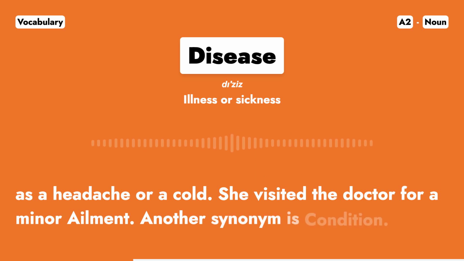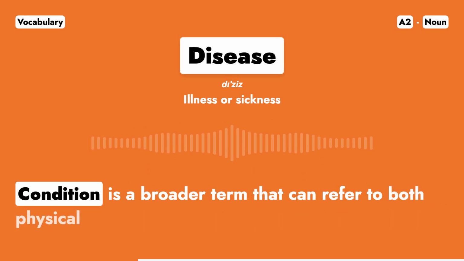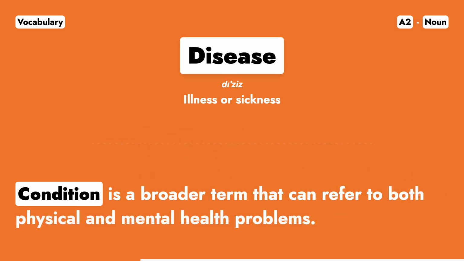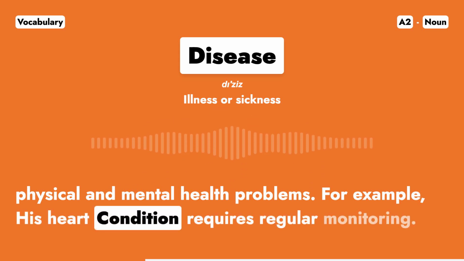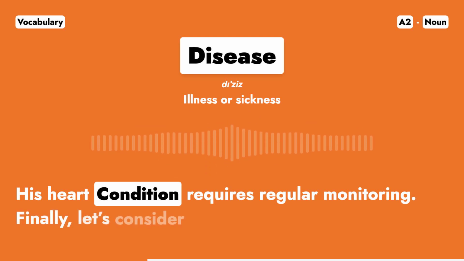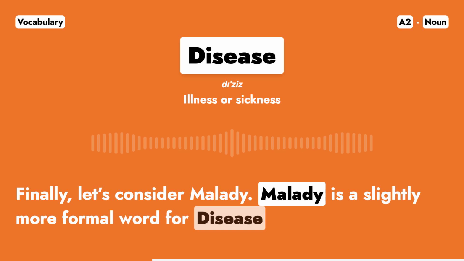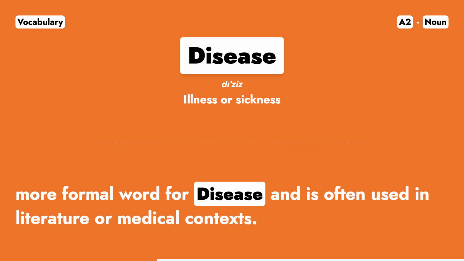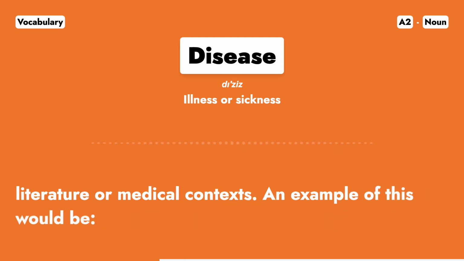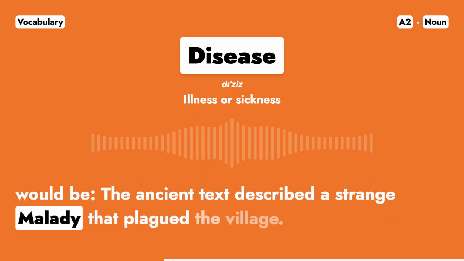Another synonym is condition. Condition is a broader term that can refer to both physical and mental health problems. For example, his heart condition requires regular monitoring. Finally, let's consider malady. Malady is a slightly more formal word for disease and is often used in literature or medical contexts. An example of this would be, "The ancient text described a strange malady that plagued the village."